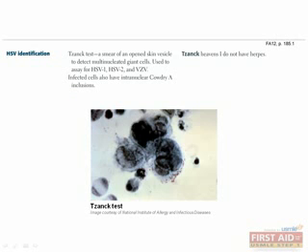Tzanck smear identifies HSV1, HSV2, and VZV by looking for multinucleated giant cells found in these infections and which are shown here in these images. Skin biopsy can also be performed with the presence of intranuclear inclusion bodies pathognomonic for HSV or VZV infection.